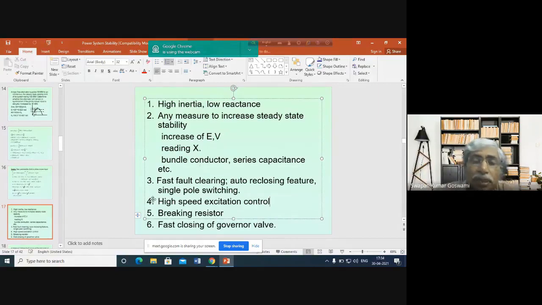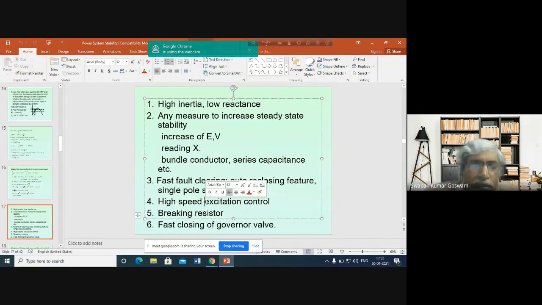So, if you have very high speed excitation control, then as soon as there is a reduction or increase in terminal voltage, you can adjust the field current of the generator to maintain the induced EMF accordingly. And this will have control on the accelerating power or decelerating power, because with the variation in the field current, the peak of the power angle curve will vary. As a result, accelerating power or sometimes decelerating power may also vary depending upon the requirement.